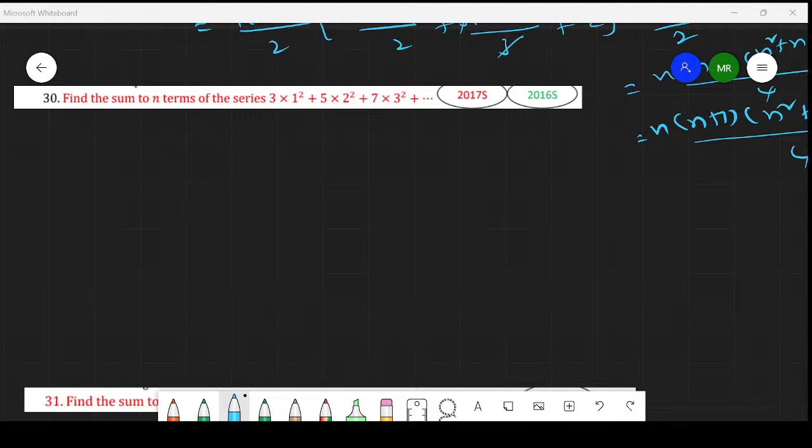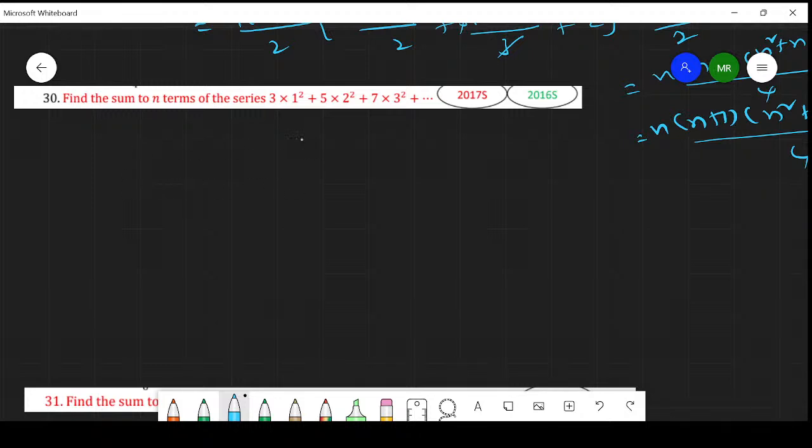Correct. The next one we'll see now. We will do the next problem now. Find the sum to n terms of the series 3 into 1 square plus 5 into 2 square plus 7 into 3 square and so on.